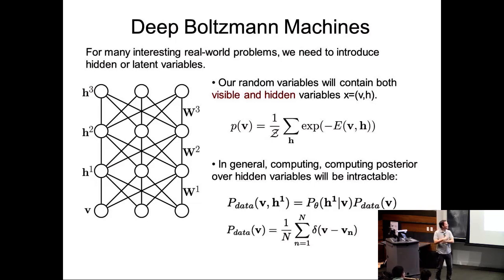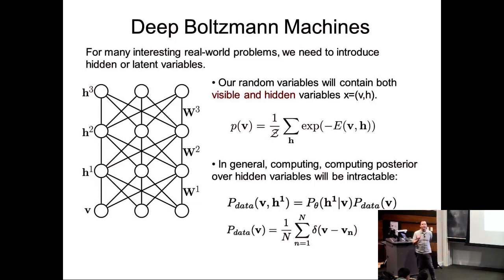In general, computing the posterior over hidden variables will be intractable, right? And that's exactly why we can't figure out the exact distribution of this random variable, conditioned on the data, because it depends on the states of hidden variables at the layer above.